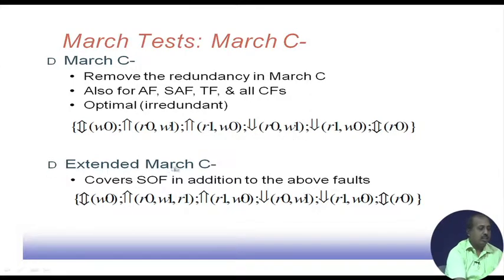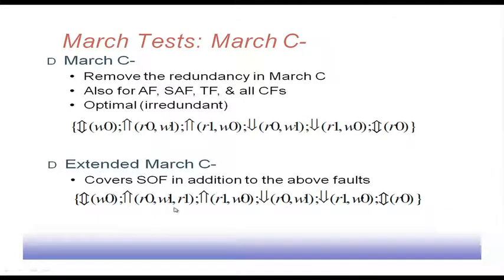And then there is an extension of March C minus. It covers stuck-open faults in addition to these faults like address fault, stuck-at fault and all that. So, stuck-open fault is also covered. This is the sequence for that. To get confidence that it really detects these errors, we have to take individual errors and go through these individual sequences to locate which particular pattern is going to catch each one. Here we are just taking it as accepted that these faults are getting detected. The actual analysis you can find in the corresponding literature.